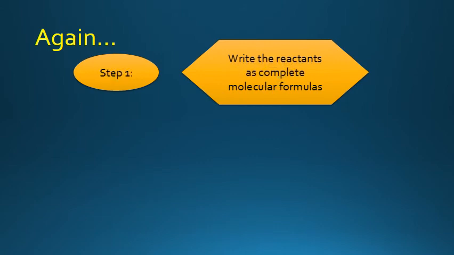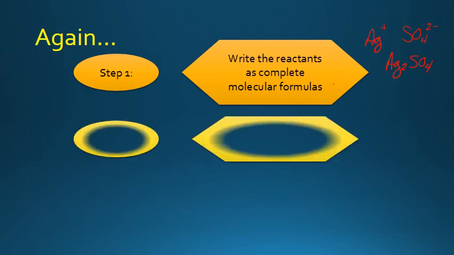So here are the steps really that you're going to need to do to solve these problems. The first step is you need to write the reactants as complete formulas, like Ag+ and SO4 2-. As a complete molecular formula, you would end up with Ag2SO4.